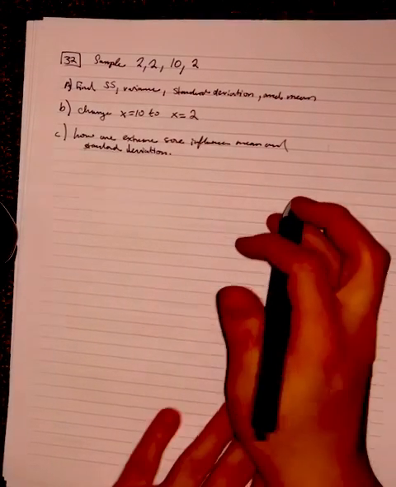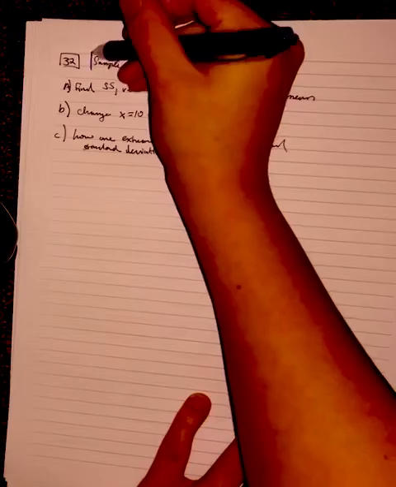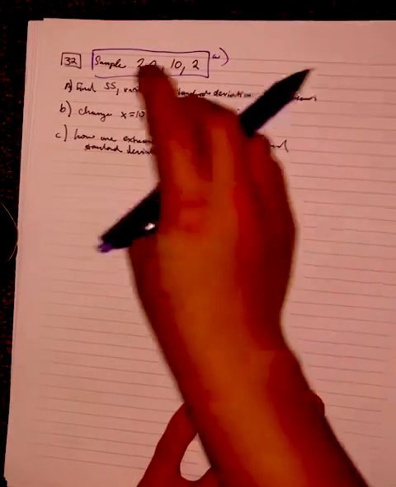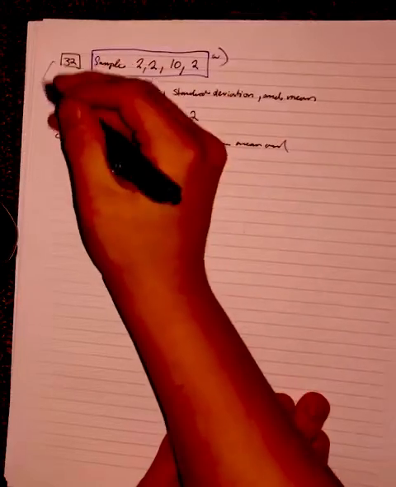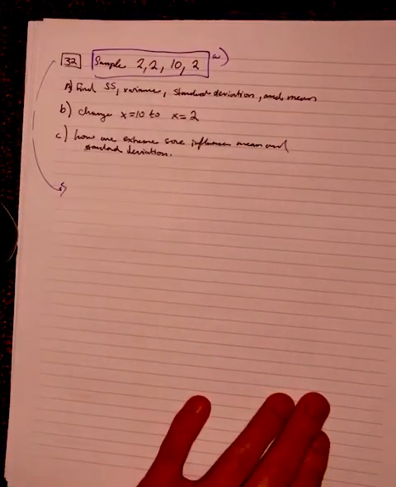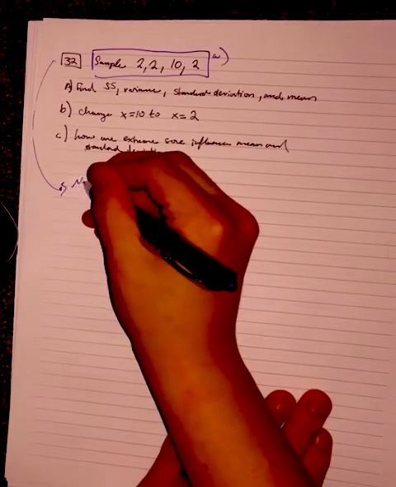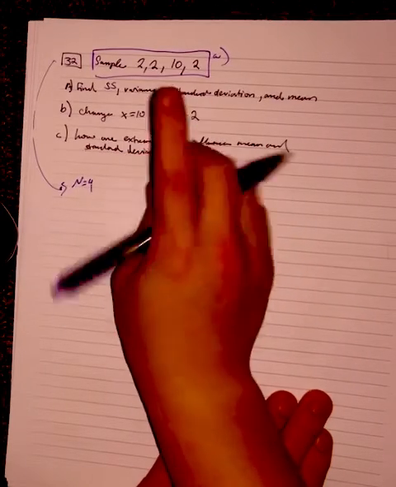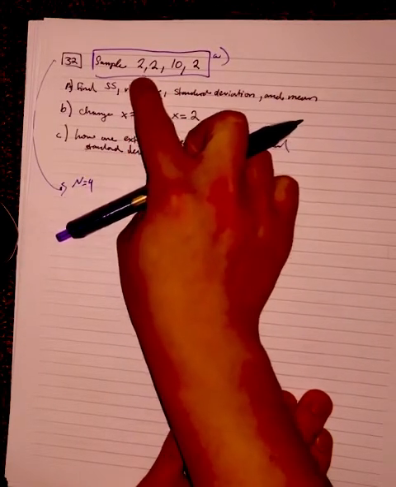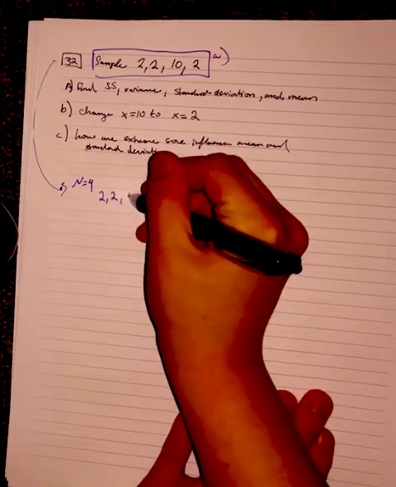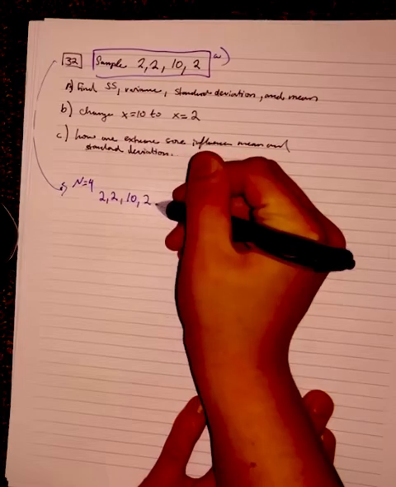Let's just get started by finding our original sample up here. This is what I'm going to be doing as our original untampered sample. And we're just going to drop right down here. So in the sample we have 4, so n is equal to 4, and our scores are 2, 2, 10, and 2.